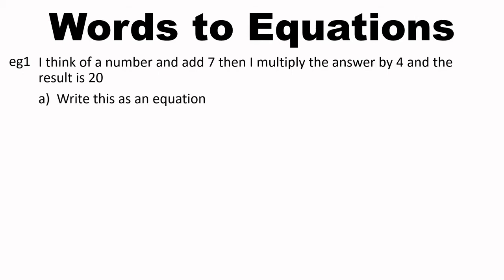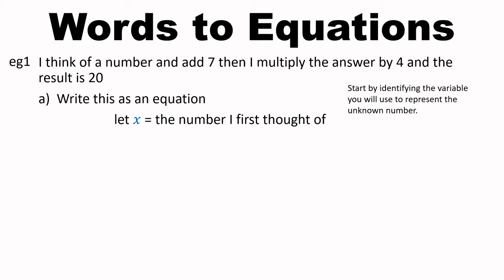If we want to write an equation for this question, first think about what we don't know here. Let's start by identifying the variable, so the letter, that we're going to use to represent this unknown number. I'm going to let x represent the number I first thought of. And so if we consider that the number I'm thinking of is x, this word problem tells me exactly what to do to x. I need to add 7 and then multiply that answer by 4.